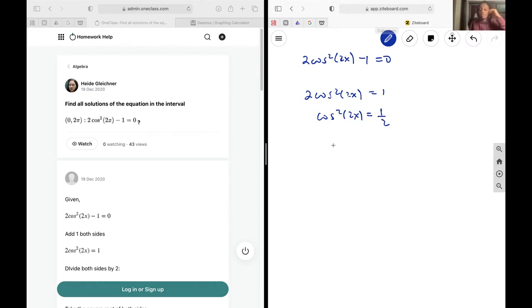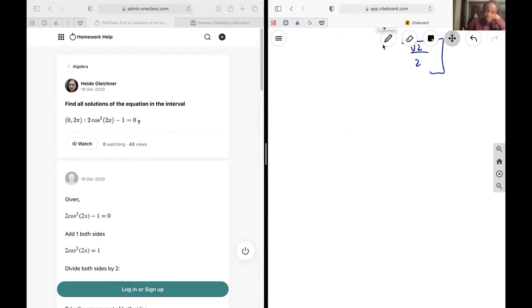And then we're going to find the square roots. So we can get cos 2x is equal to root 1 over 2. This is 1 over root 2. And if you just radicalize it, it becomes root 2 over 2. And this is actually a special angle that we can find using our special triangles. Let's go ahead and draw those out.